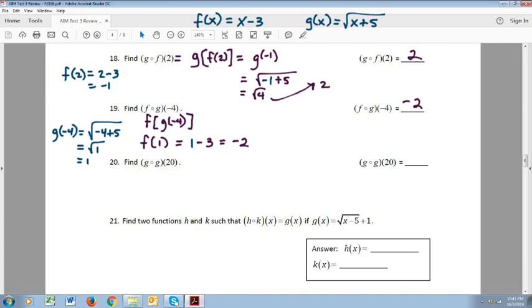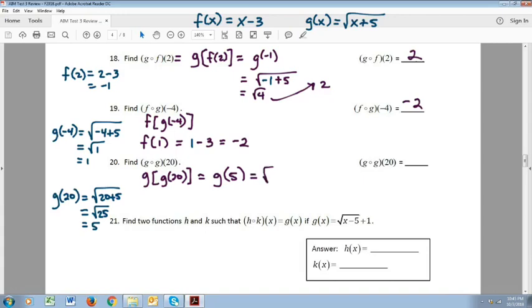g of g of 20. Now that's interesting. So first of all, this means g of g of 20. So let's find g of 20. That's the square root of 20 plus 5, which is the square root of 25, which is 5. So g of 20 is 5. We can replace the g of 20 with 5. So now we're plugging 5 into the g function.